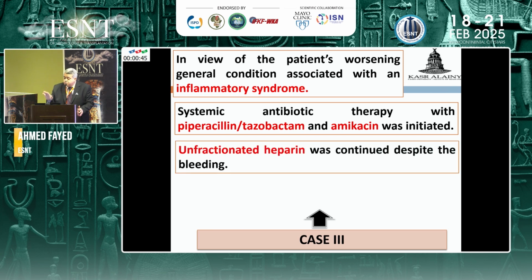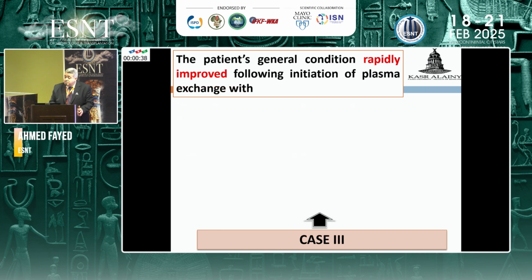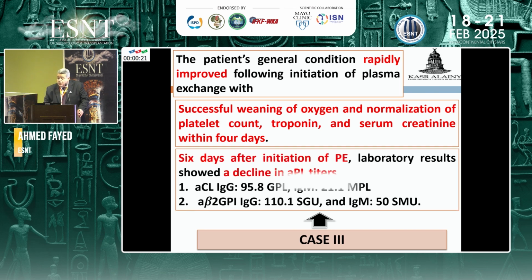Unfractionated heparin was discontinued despite the bleeding, and daily plasma exchange sessions started from day 6. The patient rapidly improved, with successful weaning from oxygen and normalization of platelet count, troponin, and serum creatinine within 4 days. We did not continue to the 6th day, but we continued for 6 sessions with 1 volume plasma exchange. Six days after initiation of plasma exchange, there was a marked decline of the antiphospholipid antibody titers, all returning to normal.